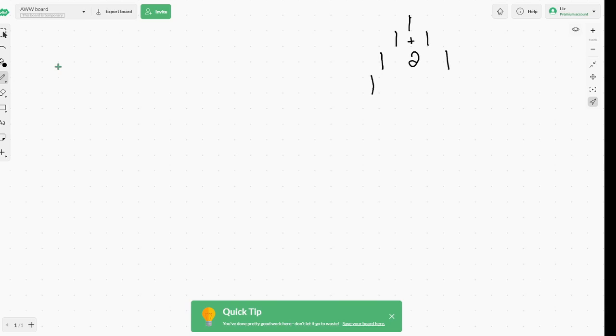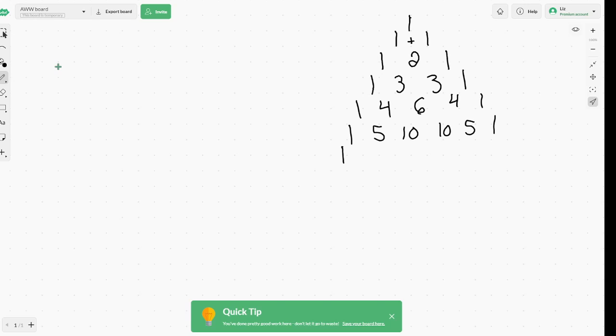So now I have 1. 1 plus 2 is 3. 2 plus 1 is 3. And then remember, I start and end with 1. 1 plus 3 is 4. 3 plus 3 is 6. 3 plus 1 is 4. 1. 1 plus 4 is 5. 4 plus 6 is 10. 6 plus 4 is 10. 4 plus 1 is 5. And I'm going to end with a 1.